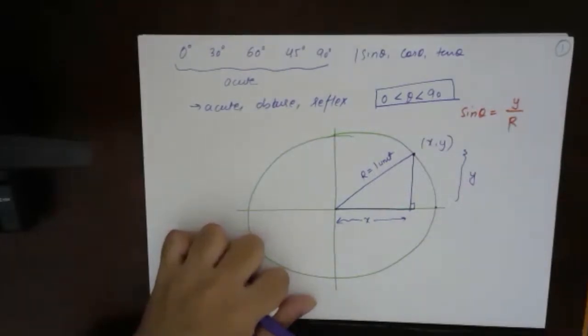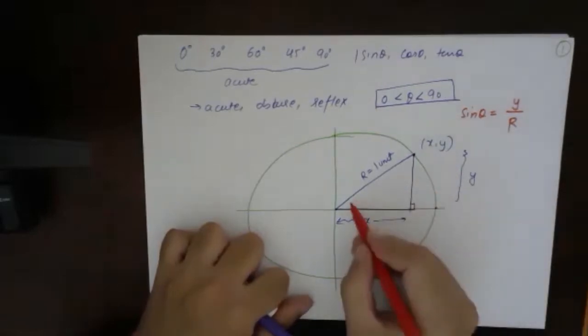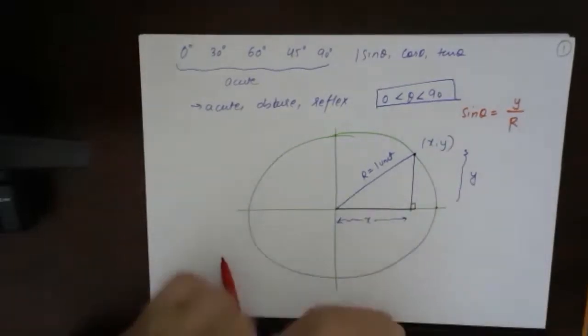But reflex means more than 180. Reflex means more than 180. Now this is theta. This is angle theta.